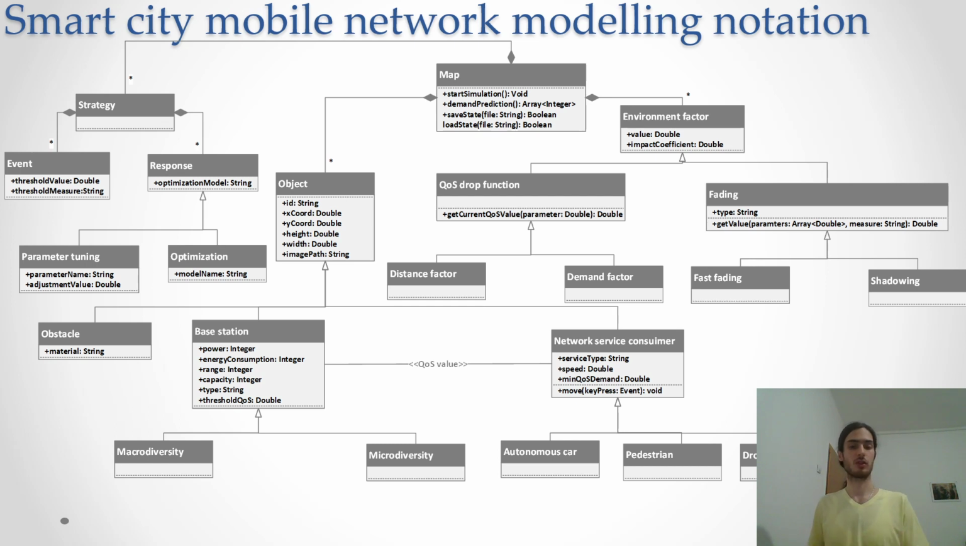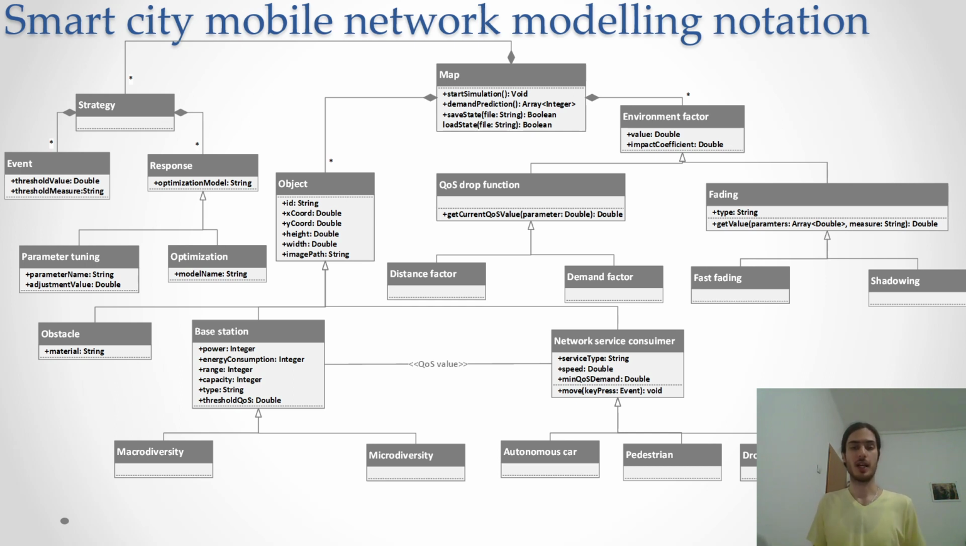They can be either macro diversity or micro diversity to tackle different types of fading, like fast fading and shadowing. They have different parameters like energy consumption, power, capacity, and quality of service threshold. And finally, we have network service consumers that are connected to these base stations, like autonomous cars, pedestrians, drones, or surveillance cameras.